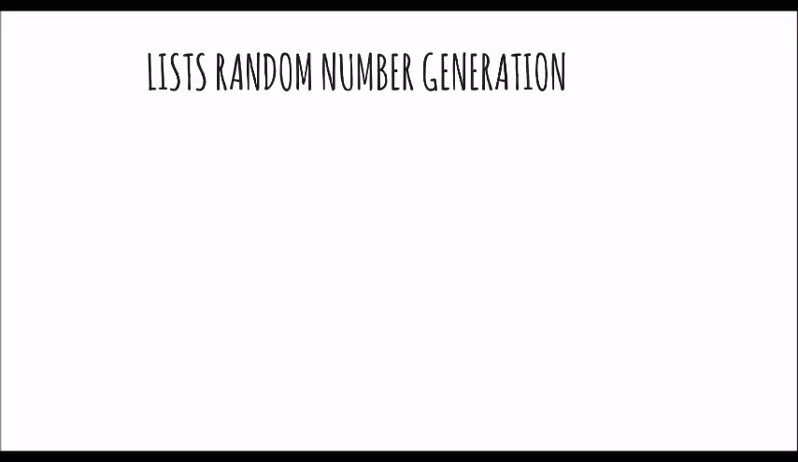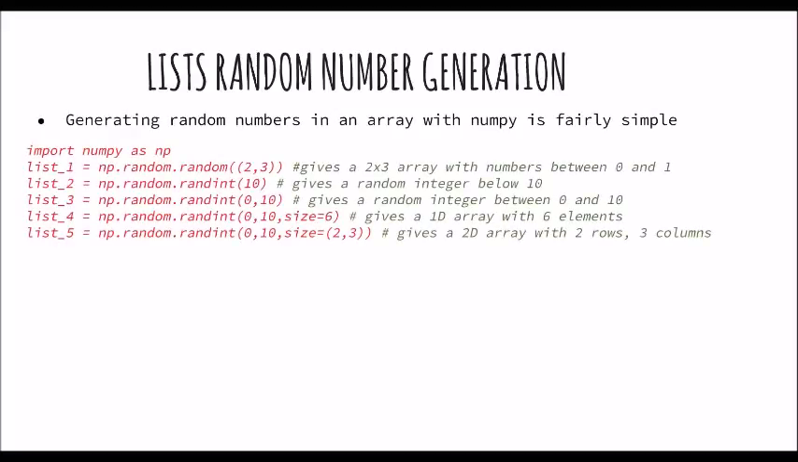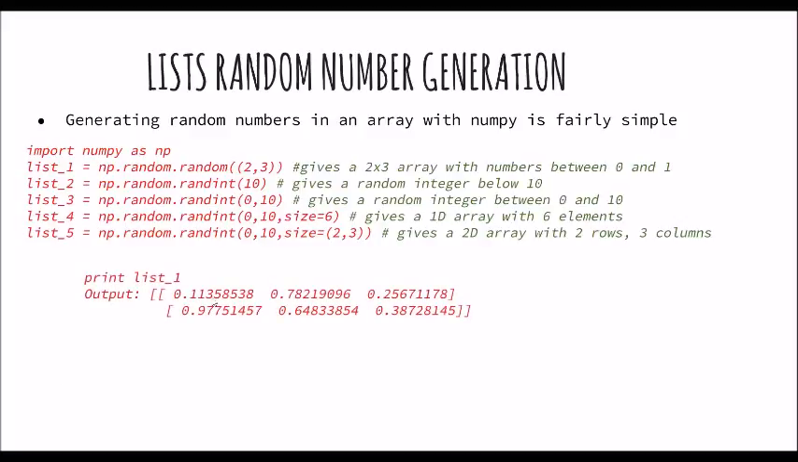Random number generation. Now, to generate random numbers in an array with NumPy is very easy. Let's take a look at each of these. The first list says np.random.random((2,3)). What it does is, it gives you a 2x3 array with numbers between 0 and 1. Let's print it out and see what we get. Here we have 6 elements, and each of them is between 0 and 1.